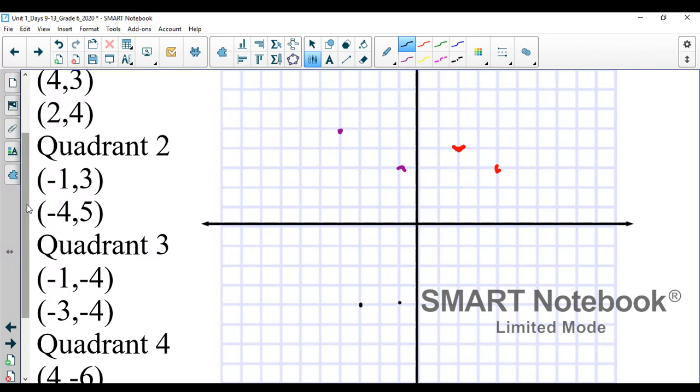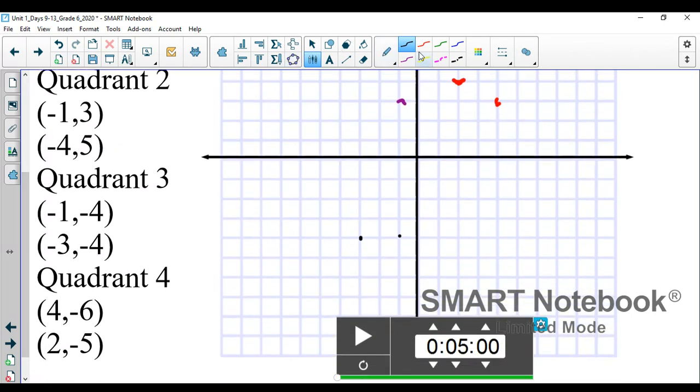And the last ones in quadrant 4, (4, -6) means 4 to the right, 1, 2, 3, 4, and 6 down, 1, 2, 3, 4, 5, 6. That point will be right here. And then (2, -5) means 2 to the right, 1, 2, and 5 down, 1, 2, 3, 4, 5.